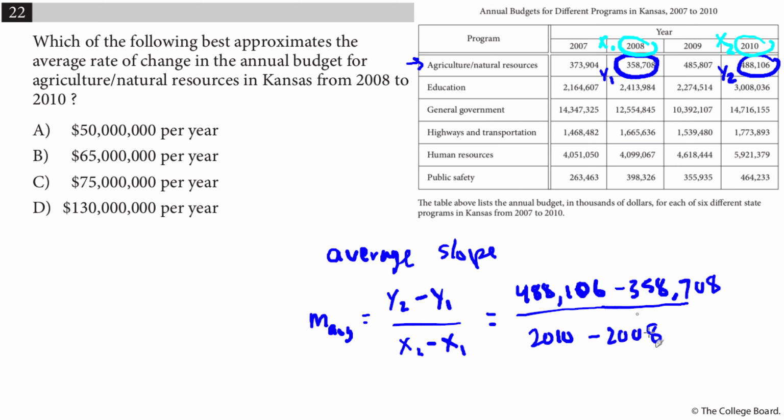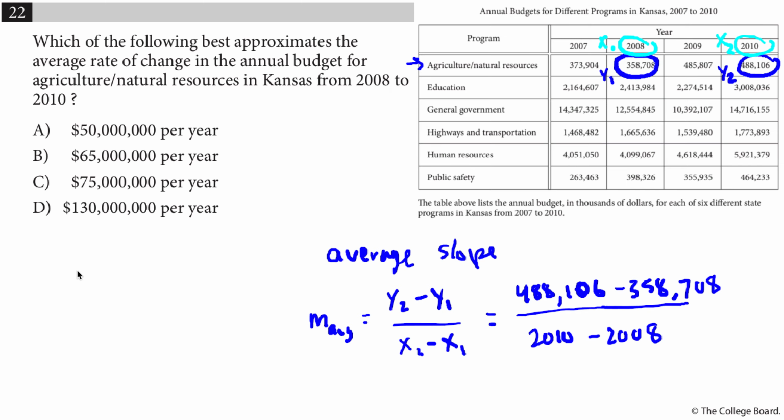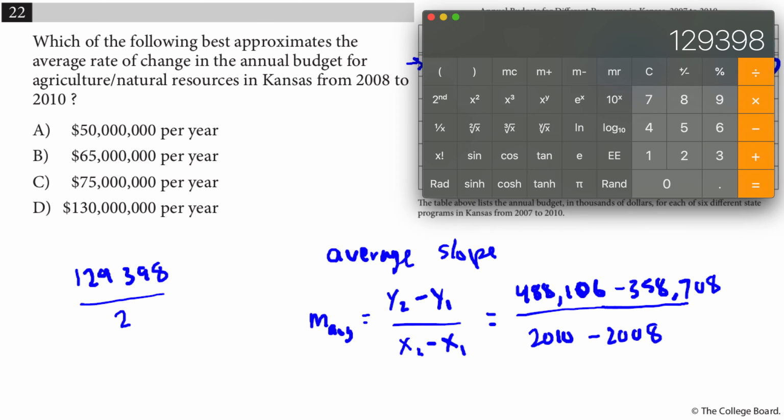And I'll do this subtraction in the calculator just to make sure I don't mess it up. So 488,106 minus 358,708. And I get 129,398, so 129,398. And down here, 2010 minus 2008 is just 2. So I'll go and divide that number by 2.